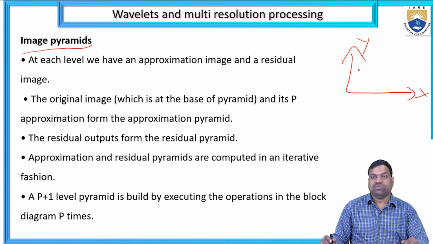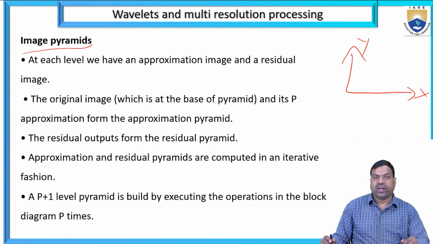The original image, which is at the base of the pyramid, and its P approximation form the approximation of the pyramid. The residual outputs form the residual pyramid. Approximation and residual pyramids are computed in an iterative fashion. A P plus 1 level pyramid is built by executing the operation in the block diagram P times.